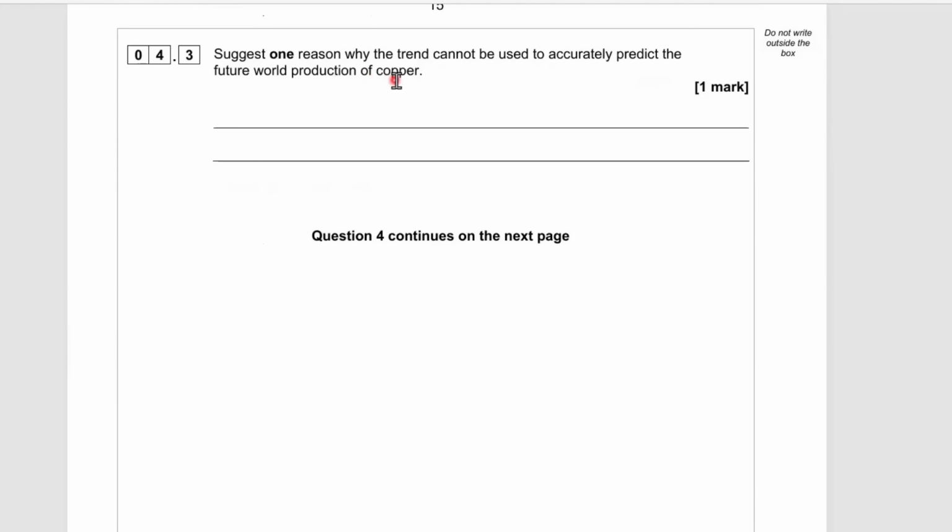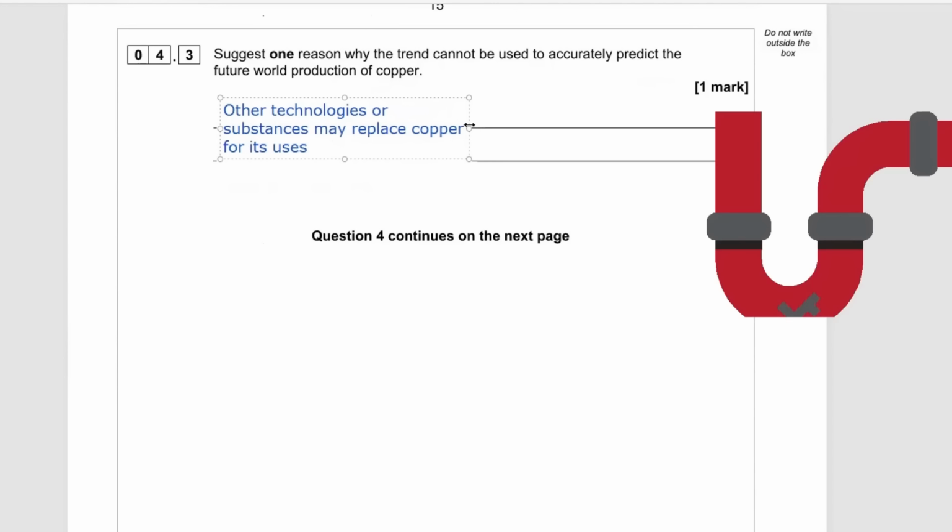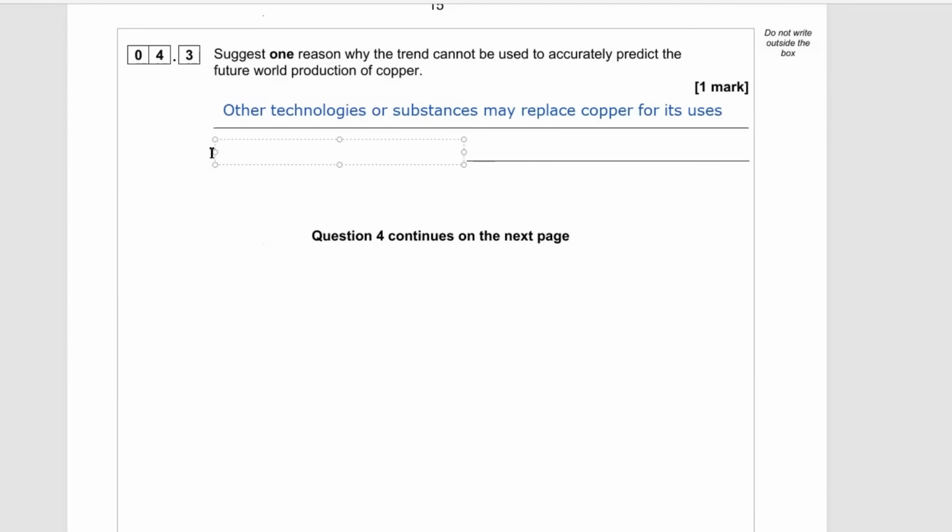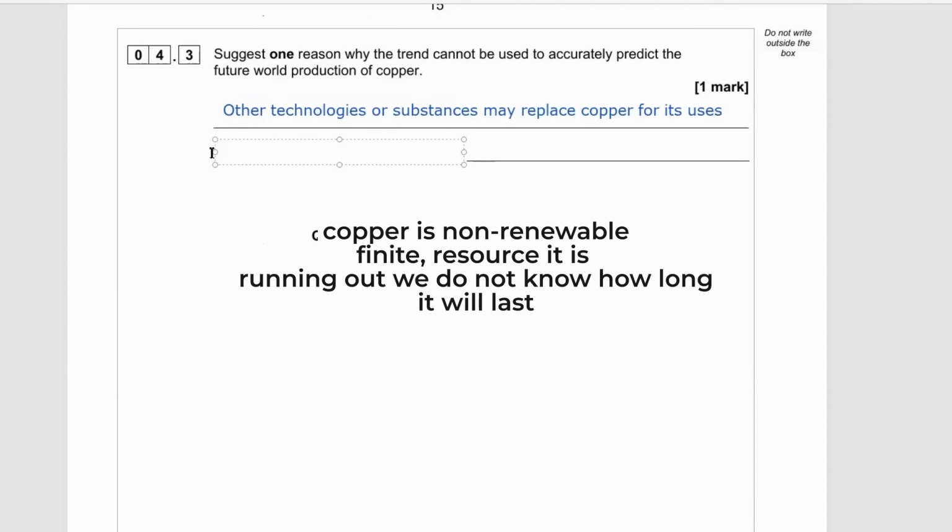4.3. Suggest one reason why the trend cannot be accurately used to predict the future production of world copper. So we don't know how long these copper ores and the copper is going to last inside the earth. We might run out of copper. So we can't predict that we're going to use copper if it runs out. Also, we've started to replace copper pipes in houses with plastic pipes. They're more flexible and cheaper. So we don't know what new technologies might come out that may replace copper for its uses. And also, we don't know how long copper ores or copper supplies will last.